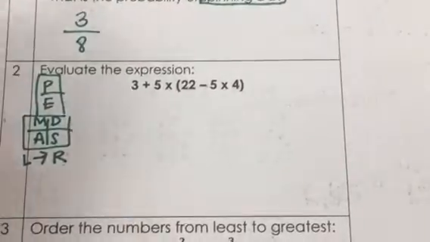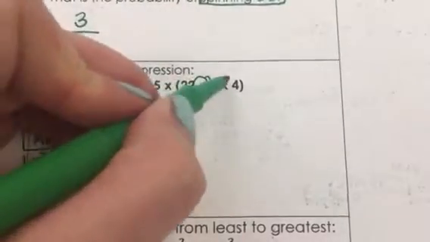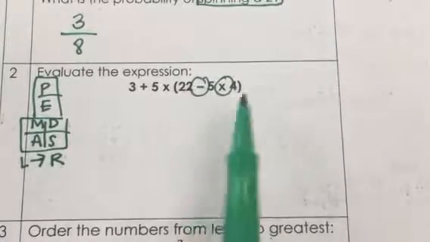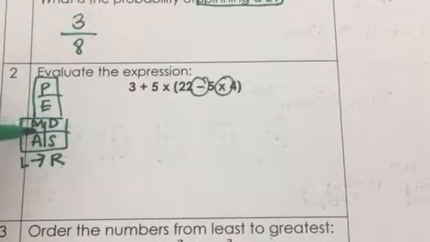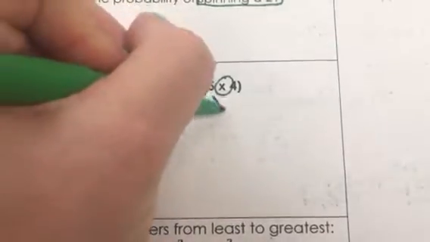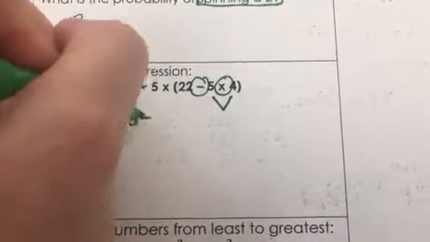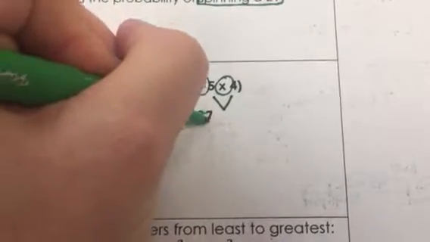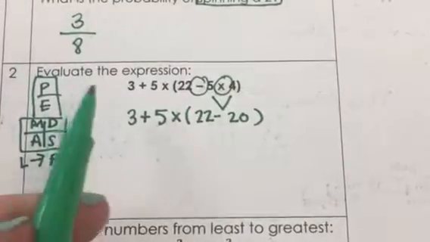I do have parentheses, but inside the parentheses, I have 2 different signs. I have a subtraction and a multiplication. So I'm going to see which one comes first. Oh, multiplication. So I'm going to do the multiplication first. So it's going to be 3 plus 5 times 22 minus 20, because 5 times 4 is 20.